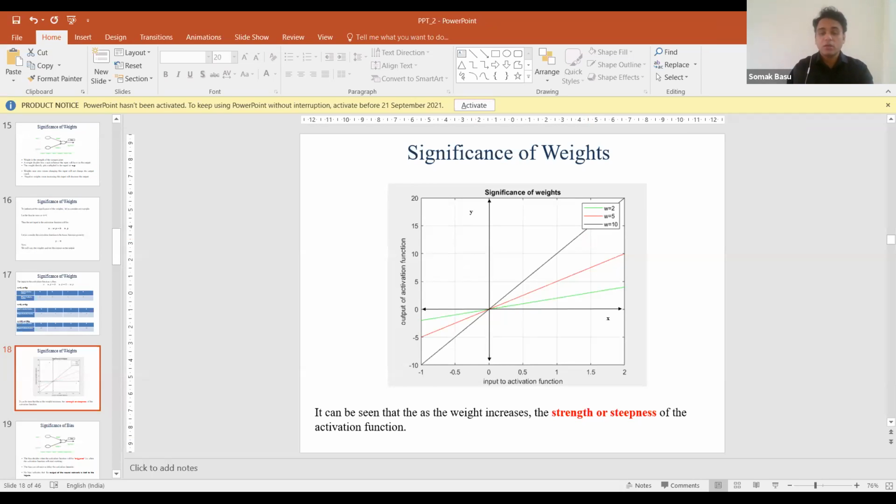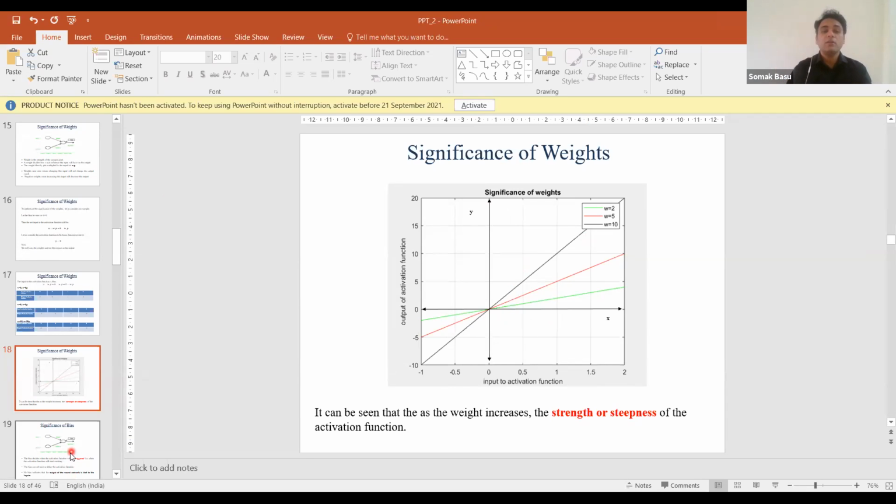I'll just give you a small example. Maybe this will help you understand this. See what happens. As you keep increasing the weights, the steepness of the activation function keeps increasing. The steepness increases. This means that the impact of the activation function is much more.